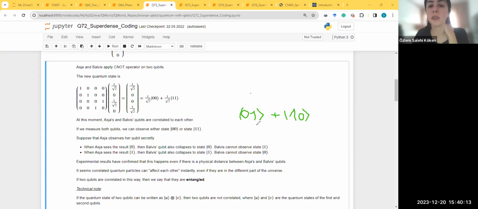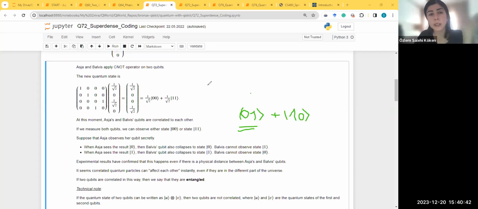Now let me ask you a question. Suppose this is the quantum state, and we measure the first qubit and we observe a 0. Then what is the second qubit state? Yes, it will be 1. Why? Because there is no other option. If the first qubit is in state 0, then the second qubit state is 1.